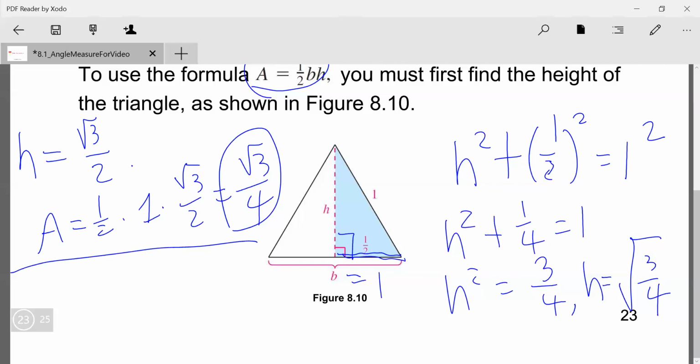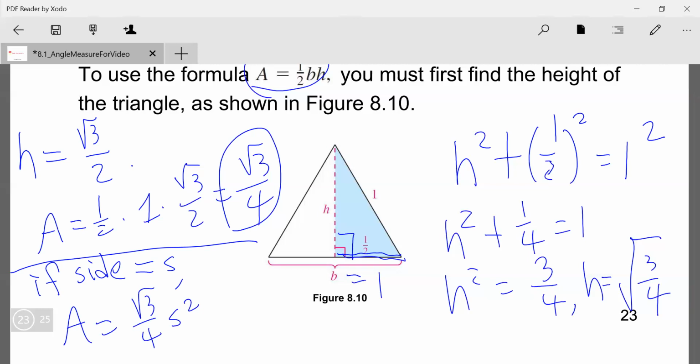Now, if the side is s instead of 1, then the area will be root 3 over 4 times s squared, because the base will be s, and the height in this case will be root 3 over 2 times s. Therefore, this would be the area.